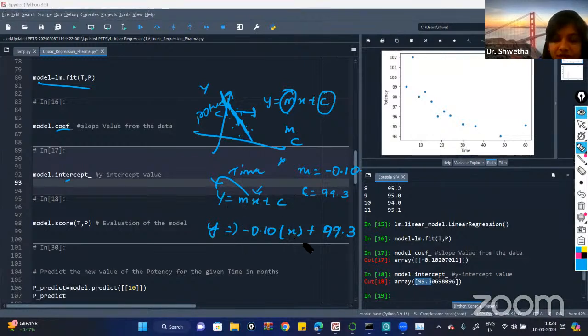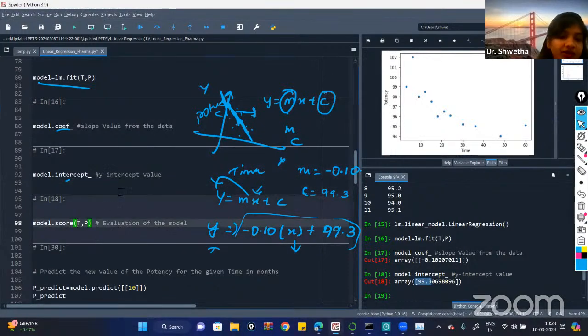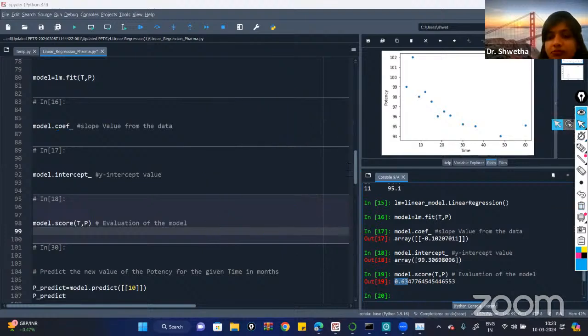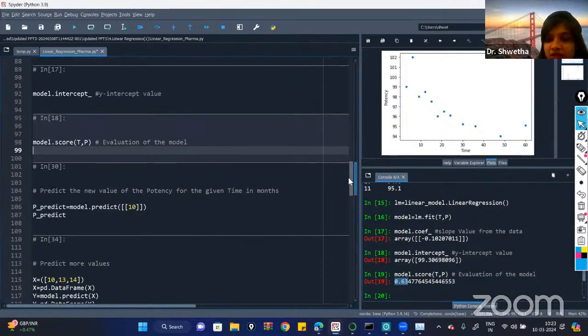If any new value of X is found, then the model can put it into this equation and predict the Y appropriately. model.score(T, P) will give you the accuracy of the model. The model has 0.63% accuracy. The accuracy is a bit low compared to what normal models give.